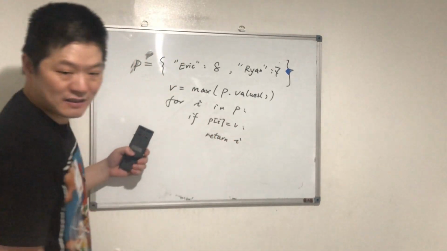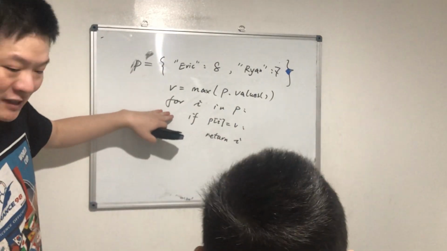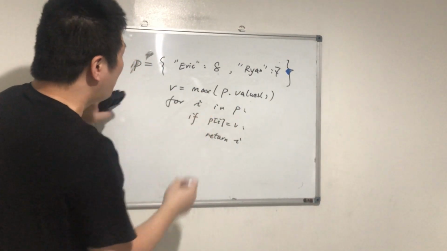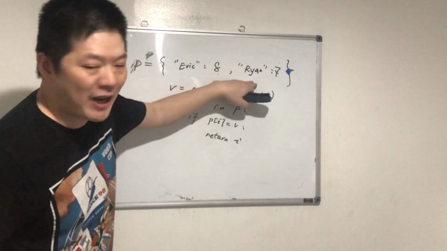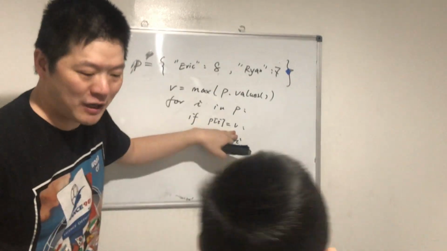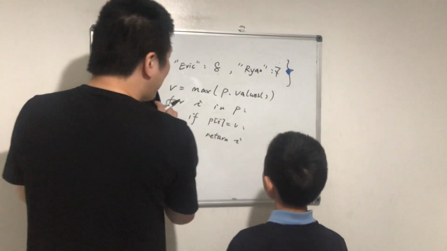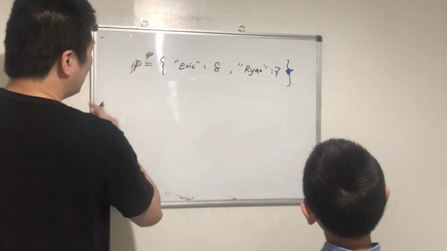Does it make sense? First of all, we get the value, which is the maximum, and then we iterate the keys, and we check which value is equal to the maximum, and return the I, which is the key. Alright? We can also do it using lambda, which is simpler.